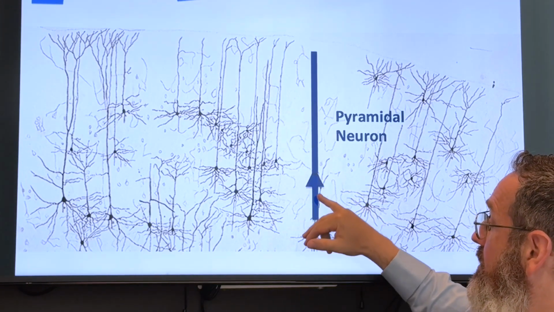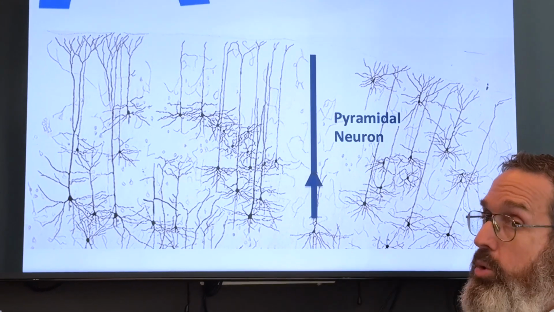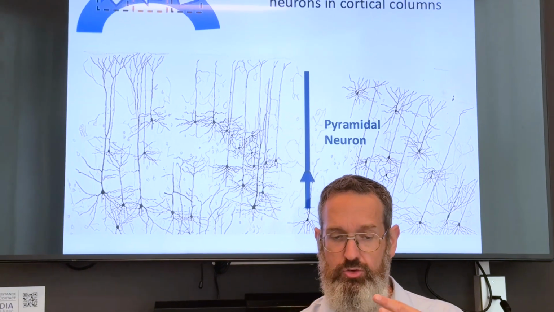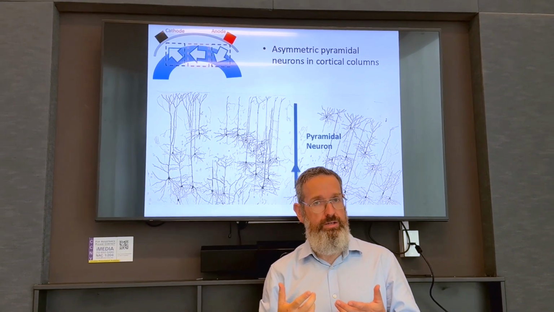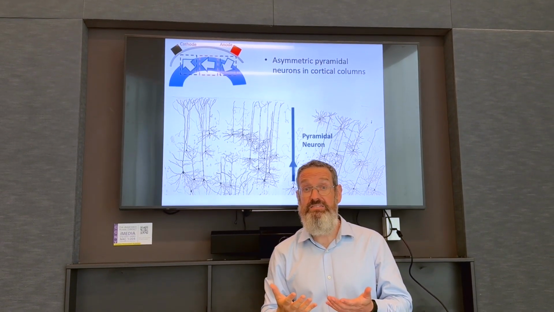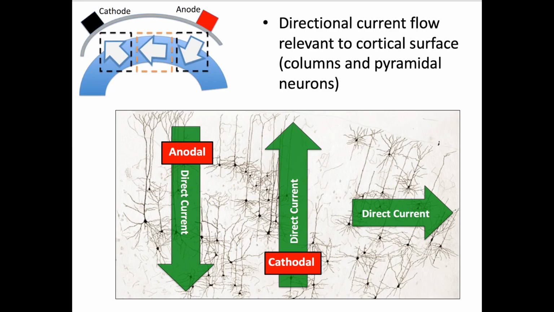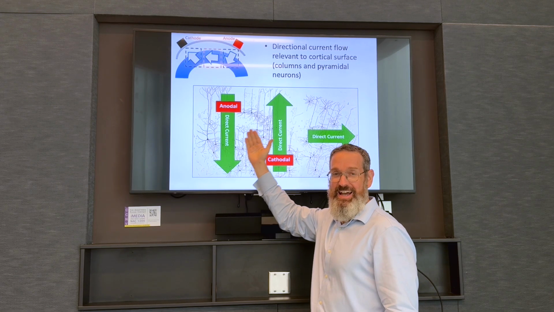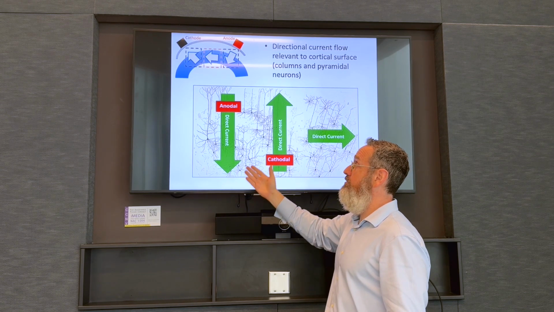Here's the soma, little dendrite here, big dendrite called the apical dendrite pointed upward. And so the cortex itself has a very directional morphology, and this ends up being very important to understand why tDCS affects the brain and how tDCS affects the brain. And so when we think about what tDCS does to the brain, we need to realize that the cortex has a direction, and so do the current flows themselves.